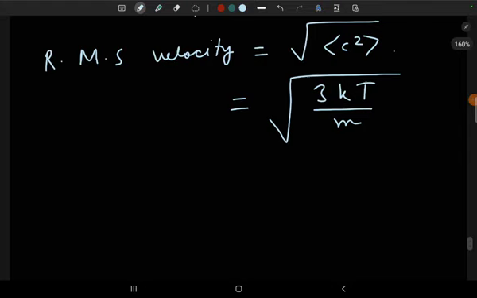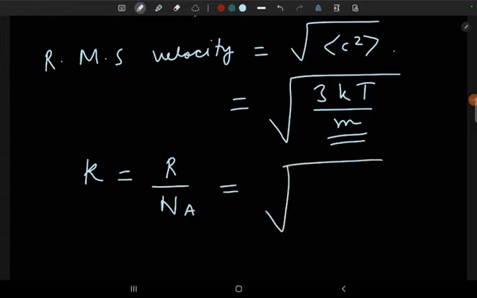Now if we had to express this formula and replace this mass of each molecule of the gas with the molecular mass of the gas, or the gram molecular mass of the gas, right, we can actually use the relation k equal to R upon Na, and this would convert this into 3 RT by M. M is the gram molecular mass of the gas.